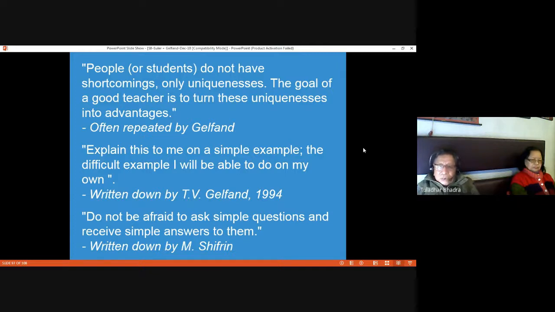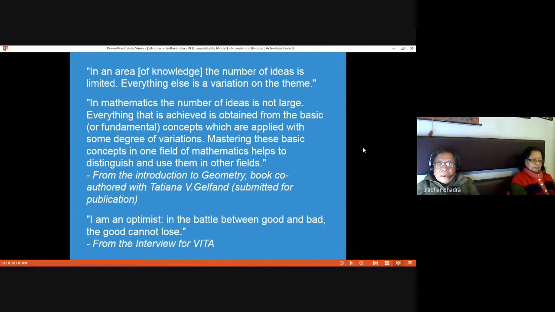Do not be afraid to ask simple questions and receive simple answers to them. Written by other mathematicians: In an area of knowledge, the number of ideas is limited. Everything else is a variation on the theme. In mathematics, the number of ideas is not large. Everything that is achieved is obtained from the basic, fundamental concepts, which are applied with some degree of variation. Mastering these basic concepts in our field of mathematics helps to distinguish and use them in other fields.